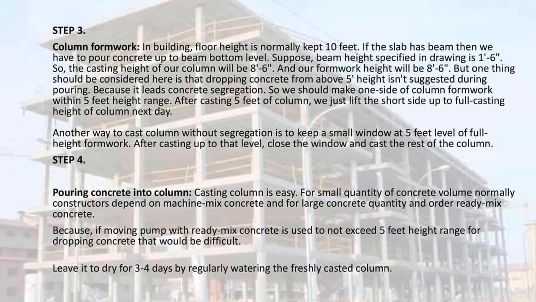Now step 4. Pouring concrete into the column. Casting a column is easy. For a small quantity of concrete, constructors normally depend on machine mixed concrete, and for a large concrete quantity, they order ready mixed concrete. If a moving pump with ready mixed concrete is used, do not exceed the 5 feet height range for dropping concrete. That would be difficult. Leave it to dry for 3-4 days by regularly watering the freshly cast column.